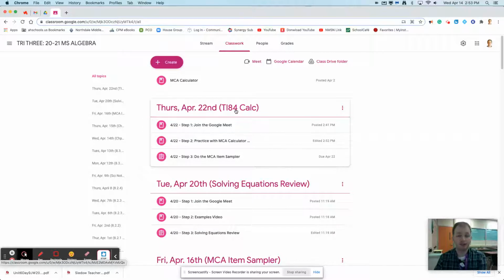We're going to look at today the TI-84 calculator. This is what you're going to be using and what you have available to you on the MCA. So we want to make sure that you know about this calculator and some of the quirks with it.